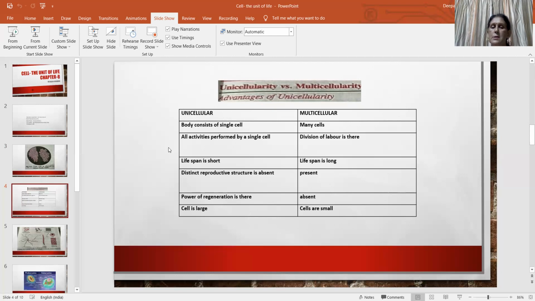In a unicellular organism, the cell is very large. That means it is made up of a single cell, but the cell is quite large. But a multicellular organism contains many cells, so the cell size is quite small. All of the cells can perform different functions in coordination with each other.